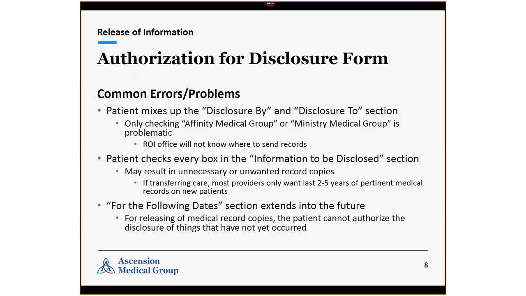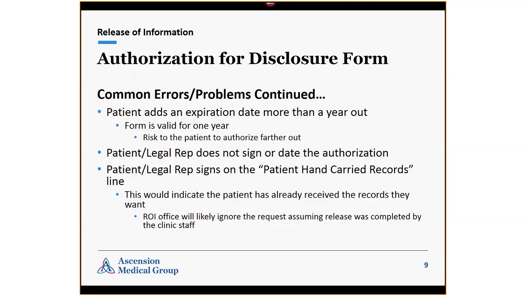We also see the "for the following dates" field showing a future date. And remember, release of information can only release what exists at the time the patient signs the authorization. They can't disclose things that have not yet occurred. Patients often add a date that's more than a year out in the expiration field. And again, this is a risk to the patient and should be discouraged for their own protection.